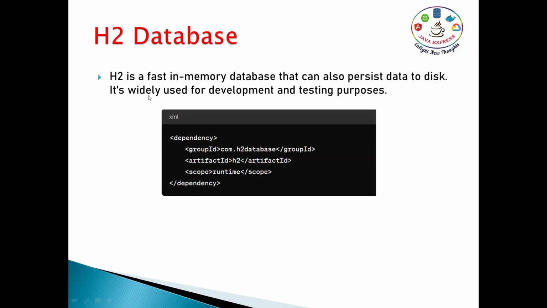Now, to get this functionality, we should add this dependency. See the group ID com.h2database. Now the project name is h2 and the scope is runtime. When you start your application, it will communicate to the database at runtime, not at compile time. So that's why these scopes will also differ from dependency to dependency. This is for the H2 database. Now see here how it is working.